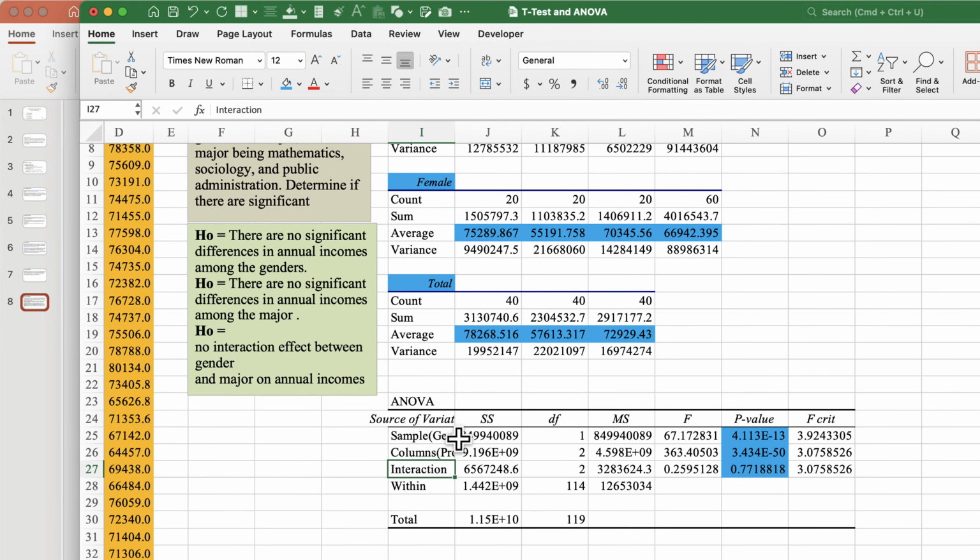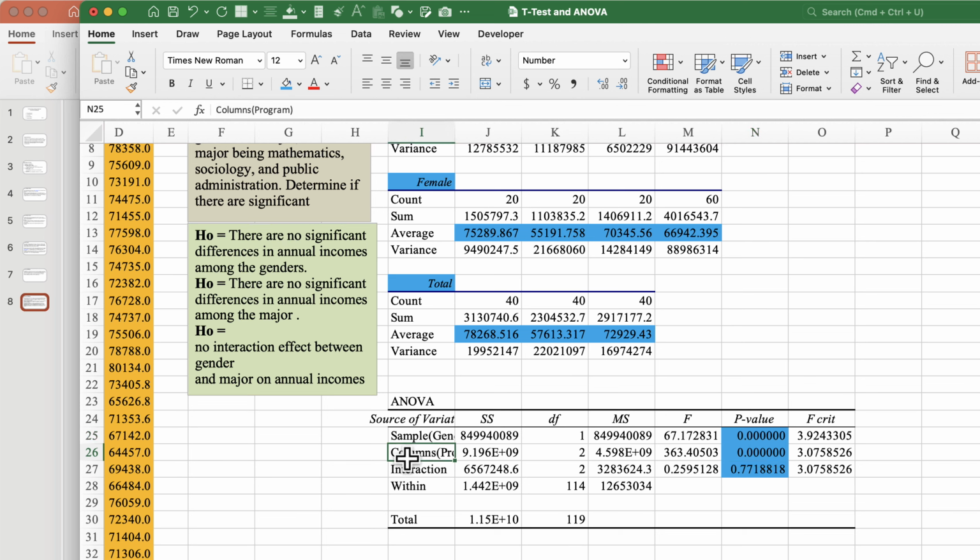And the next thing is the p-value. In the p-value, the first one is sample, which means gender. The p-value is very small, 10 raised to the power of negative 13, and I can convert it into numbers. So these are very small. This means we can reject our first null hypothesis, which said that there are no significant differences in annual income among the genders. So we reject this null hypothesis.